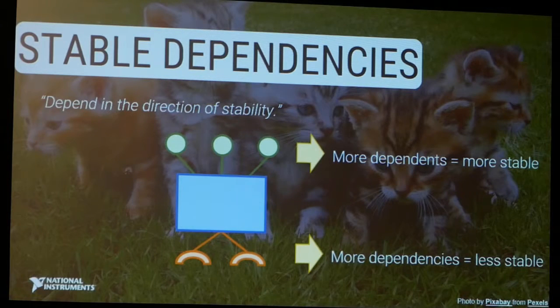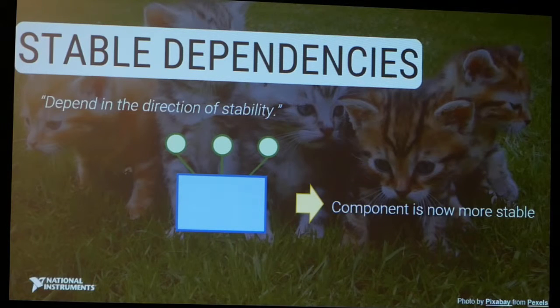And if I have more dependencies, that makes me less stable, because something can come in underneath me and change, and now I have to change. I have to update my component or rebuild or something like that. So basically there's a ratio of dependence to dependencies, which is some metric of stability. If I remove my dependencies and I just have dependence, I've made this component more stable by his definition.